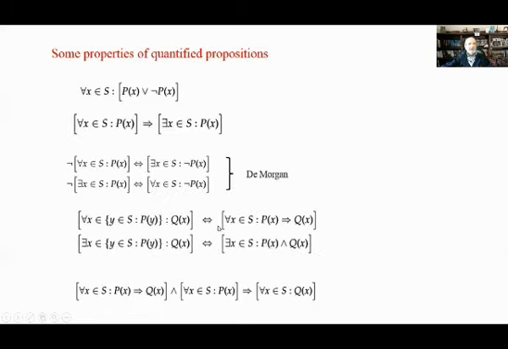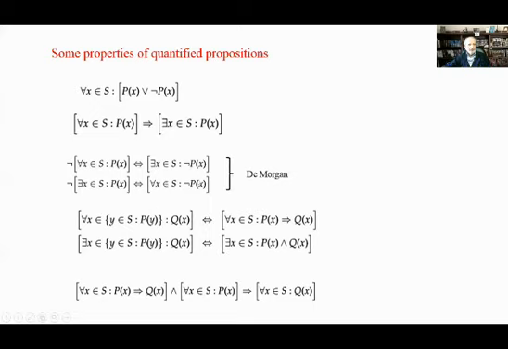Here are some properties of quantified propositions, very important properties. For any x in S, Px or not Px, that is true, because Px or not Px is always true. For any x in S, Px implies there is x in S, Px. So if Px is true for all values of x, then it's going to be true for at least one value x of S.